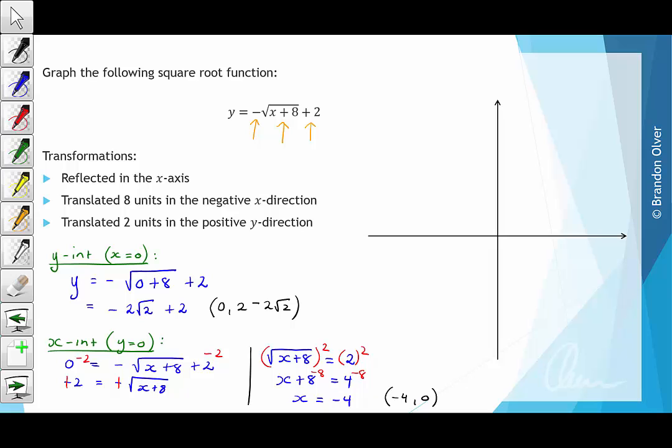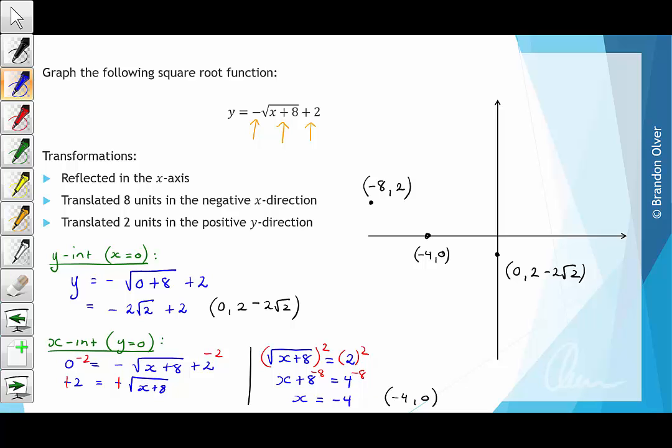So if we put these 2 points on the graph, we have an x-intercept at negative 4, 0. Our y-intercept is 2 minus 2 root 2. So that's going to be somewhere down here. And taking into account our translations of 8 units in the negative x direction and 2 units in the positive y direction, we have that the start of the square root graph occurs here at negative 8, 2.